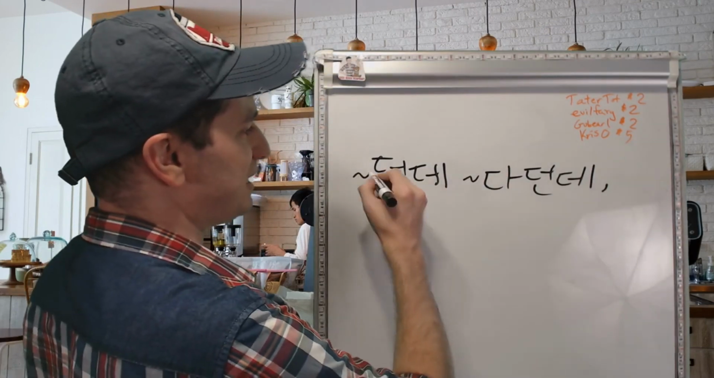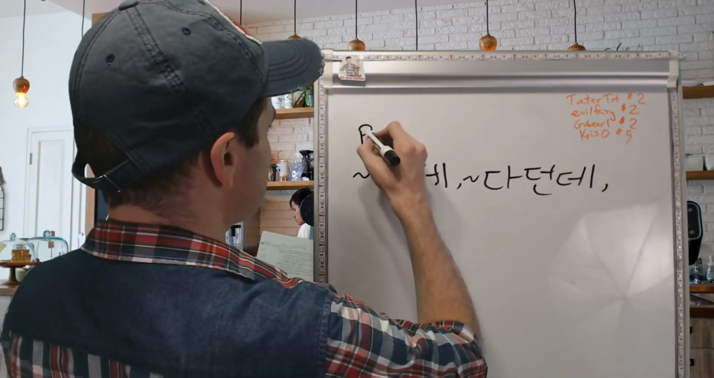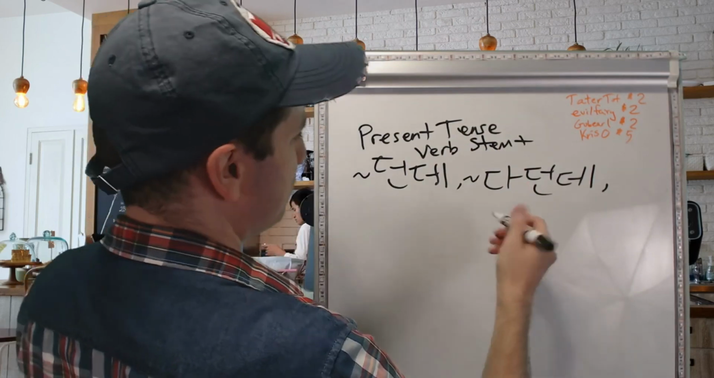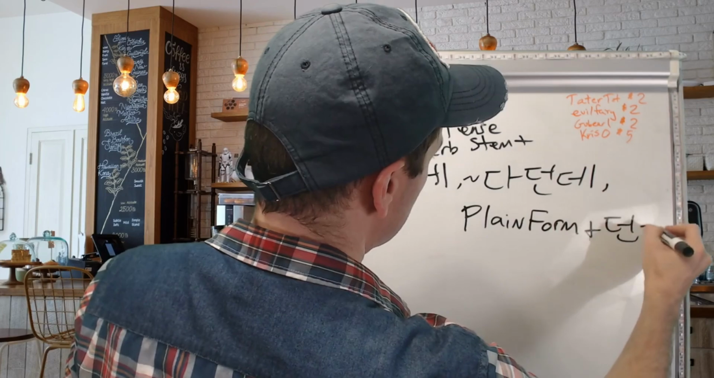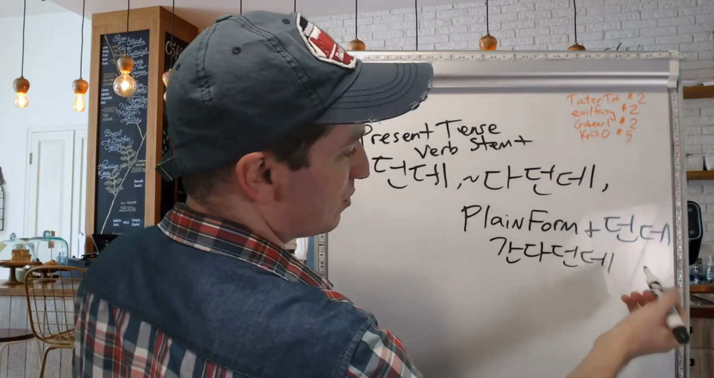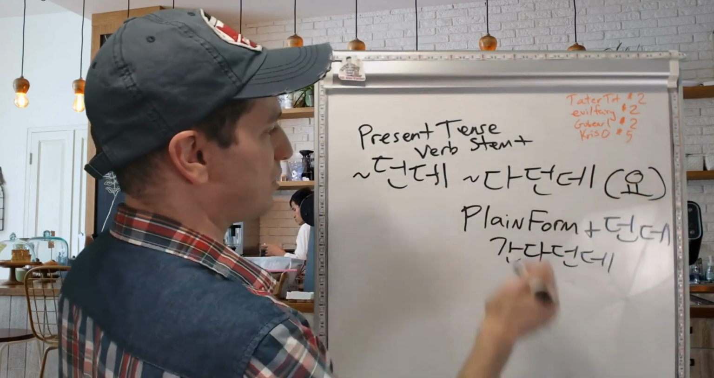던데 and 다던데. They have the same meaning, they just work a little bit differently. 던데 is used after a present tense verb stem, and 다던데 is used after plain form. What you do is you take the plain form and you attach 던데, which gives you 다던데. Well, in some cases it could be 라던데. And then at the end you can attach 요 optionally, if you're ending the sentence, as with 던데요.